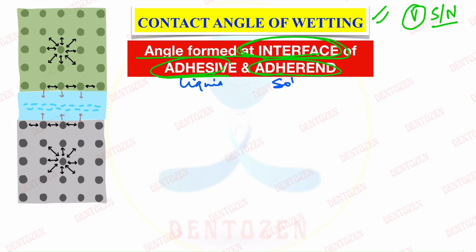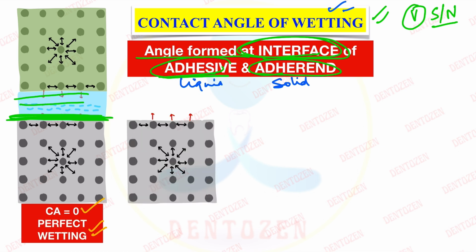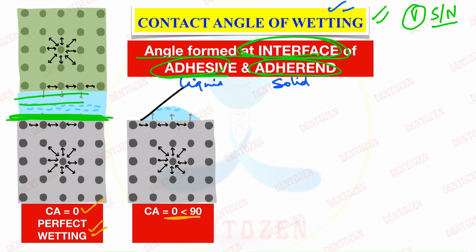For example, in this first picture, this liquid has completely spread over the solid surface. So the contact angle between them is 0. When the contact angle is 0, there is perfect wetting, complete wetting. But what if this contact angle is between 0 to 90 degrees, as we can see here? Then there will be wetting, high wettability, but it is not complete, it is not perfect. So that is when the contact angle is between 0 to 90 degrees.